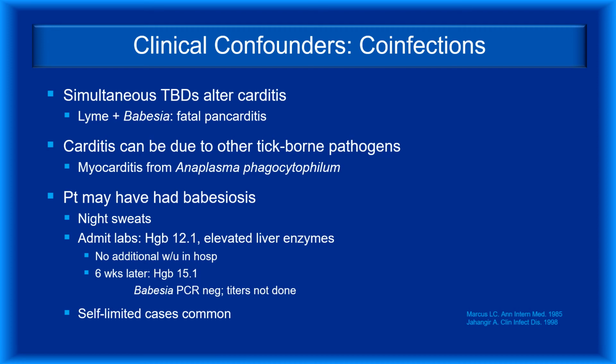At his 6-week follow-up visit, his hemoglobin was back to 15.1. A PCR for Babesia microti was also drawn. It was negative. Because self-limited Babesia infections are common, a negative PCR when he is well does not rule out the possibility that he had a babesiosis acutely, but was able to clear it on his own.